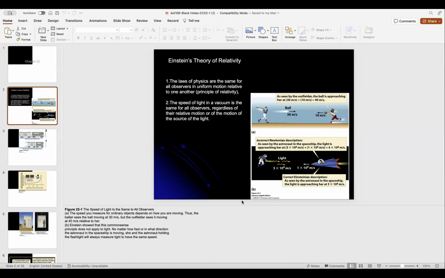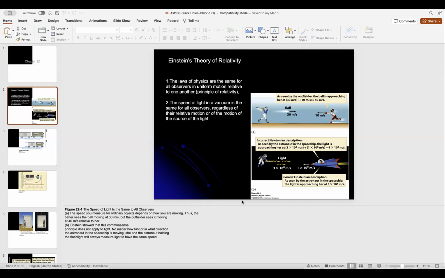For example, this picture shows the difference between the speed of light and the speed of a physical object. In this case, the batter hits the ball and the ball is moving away at 30 meters per second from him. So according to him, the measurement of the speed will be 30 meters per second. However, the fielder is approaching the ball, and because her speed is 10 meters per second, from her point of view, the ball is approaching her at a speed of 40 meters per second. So the speed of the same ball is different for different observers depending on their motion.